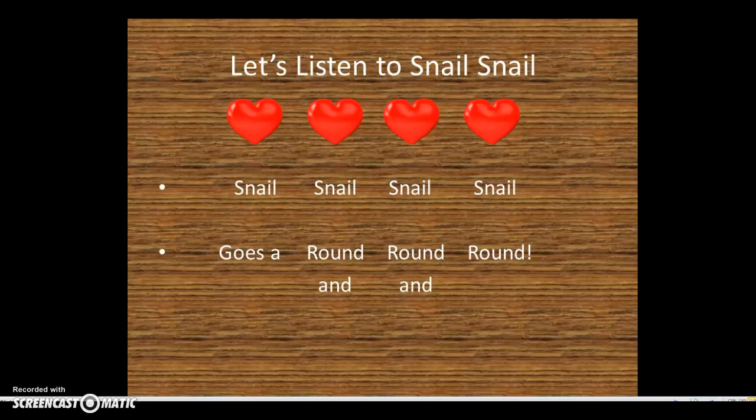Wonderful. Now what we're going to do with Snail Snail is look at each word and use a snail shell to help us position our high and our low snail sounds. We will only be going over the very first line. The first line sounds like this. Snail, snail, snail, snail.